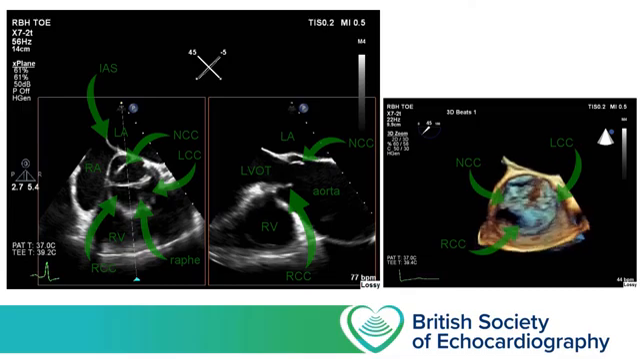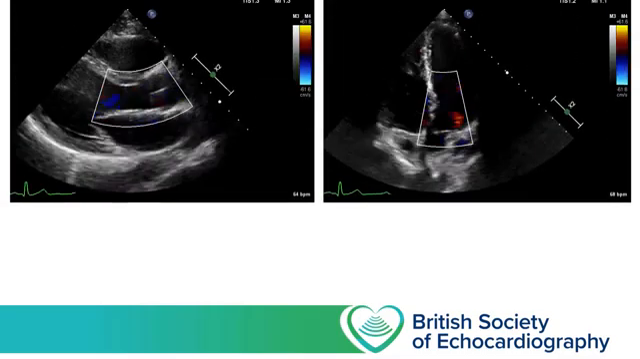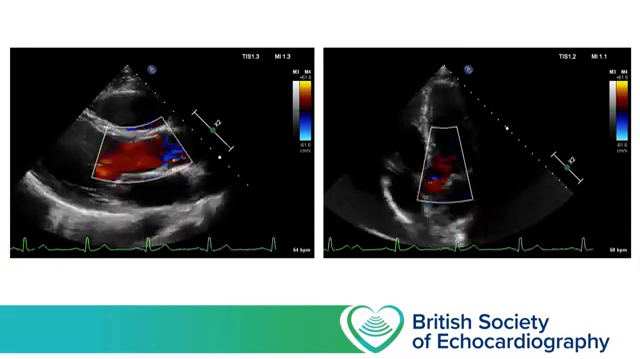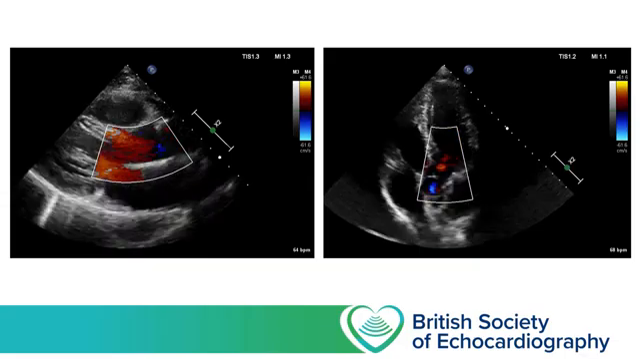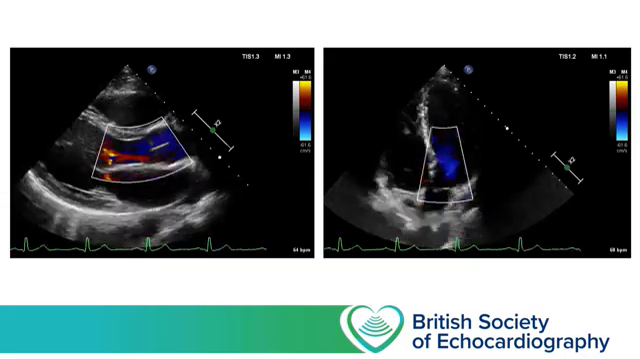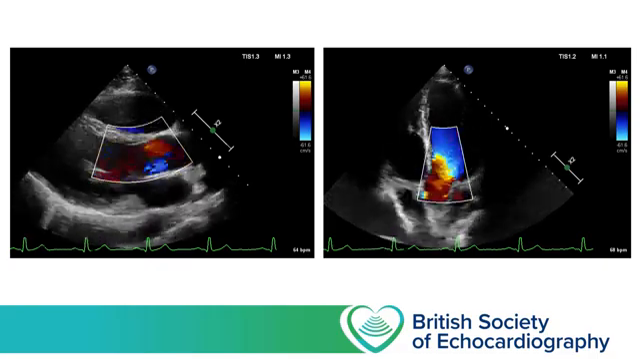So let's take a look at the 2 views in which we're going to use colour over the aortic valve, namely the parasternal long axis and apical 5-chamber views. In both of these examples, I've placed the colour box over what I consider to be a reasonable region of interest, assuming there's no specific pathology which needs to be demonstrated.